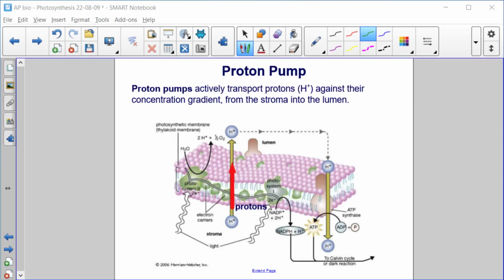Proton pumps actively transport, so it's active transport of protons. That means energy is required. And again, where does the energy come from? The energy comes from the movement of the electrons in this electron transport chain. Proton pumps actively transport protons, hydrogen ions, against their concentration gradient from outside, from the stroma, inside into the lumen.